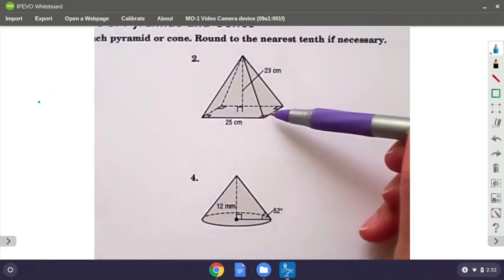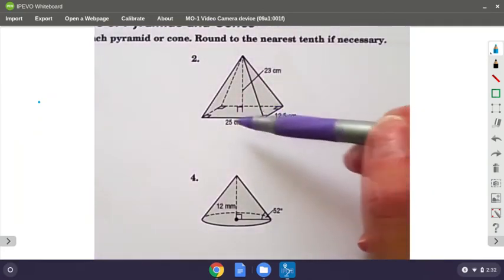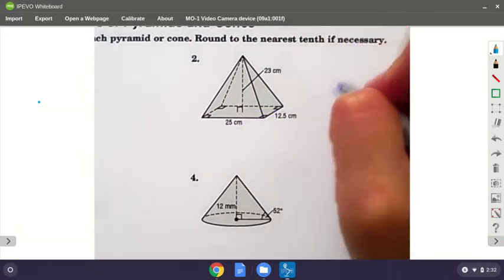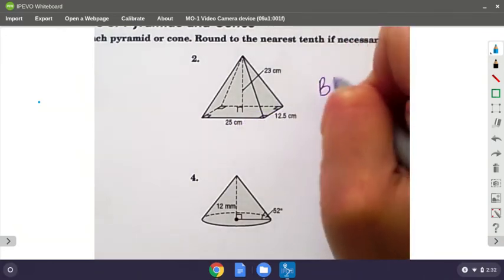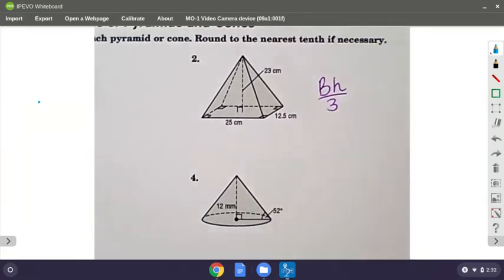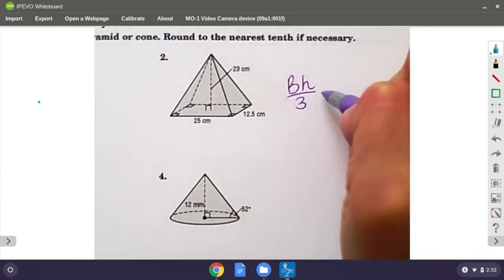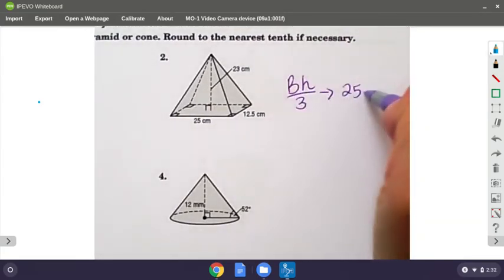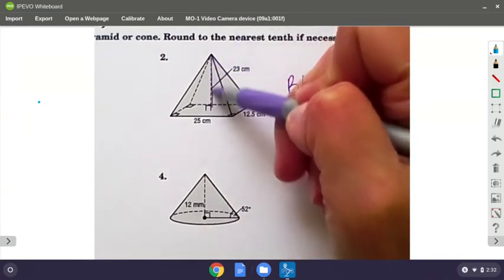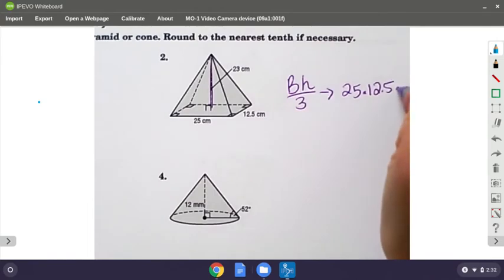So this one is a rectangle pyramid. So see how it's a rectangle on the bottom? So it's going to be area of the base times the height divided by 3. That's for a pyramid. So area of the base, it's a rectangle. So that's going to be 25 times 12.5 times the height of the pyramid, which is here.